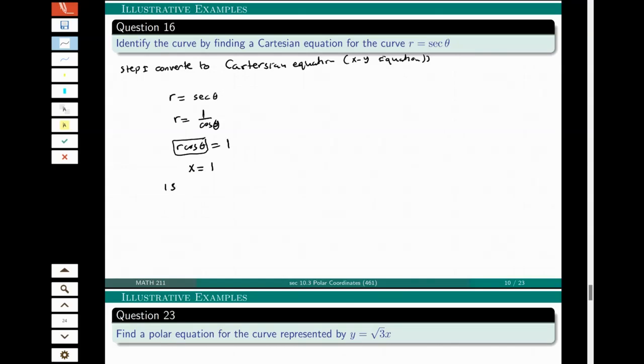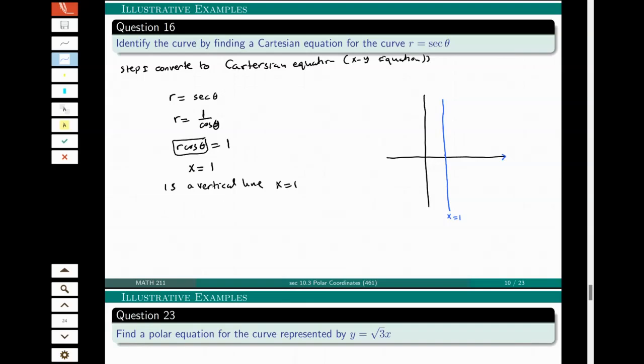It is a vertical line, x equal to 1. So that's the graph. Sometimes it's preferable to change it to the XY coordinate system, and you will say this is x equal to 1. Okay, now let's see, does it coincide?